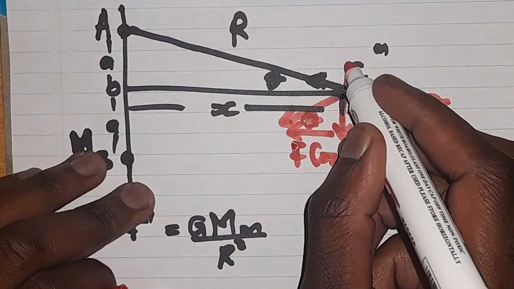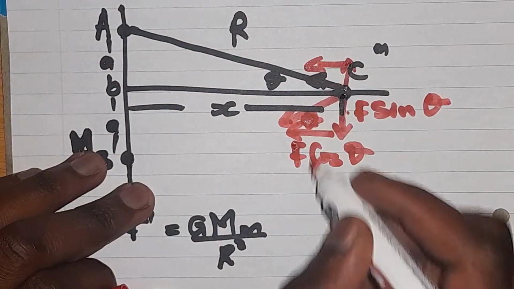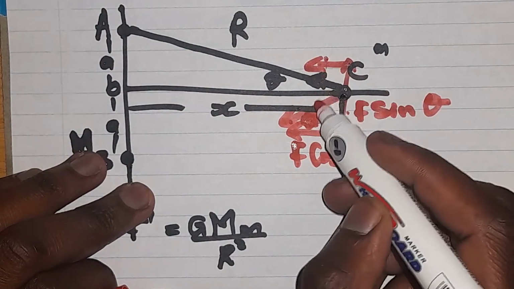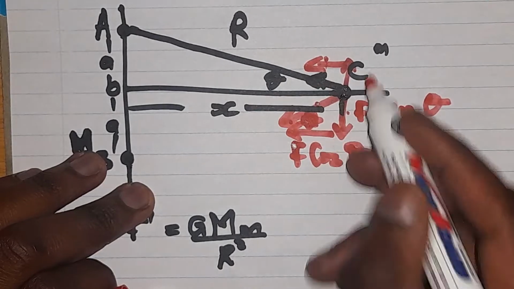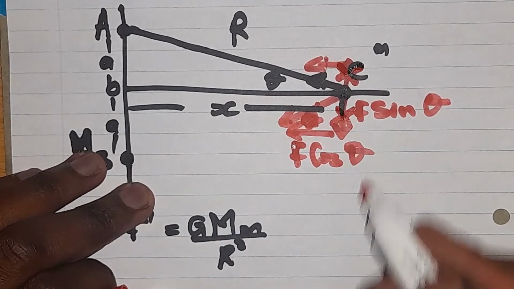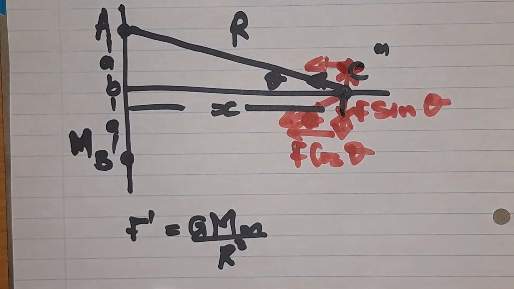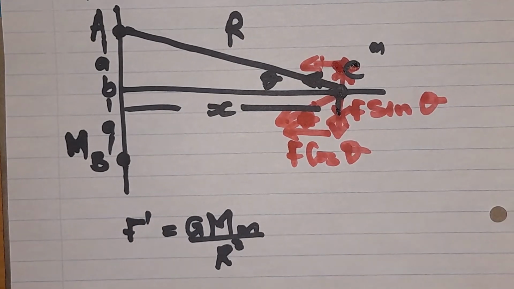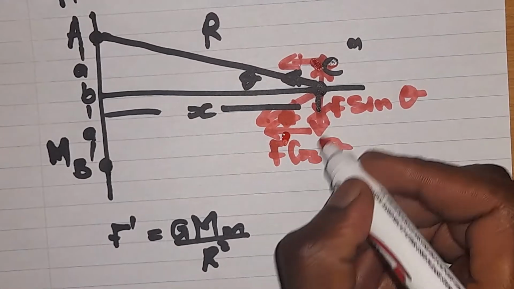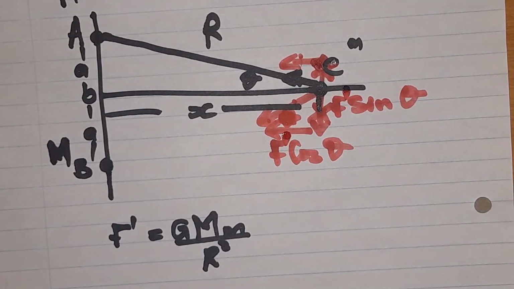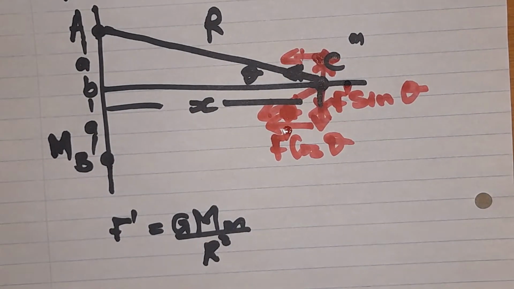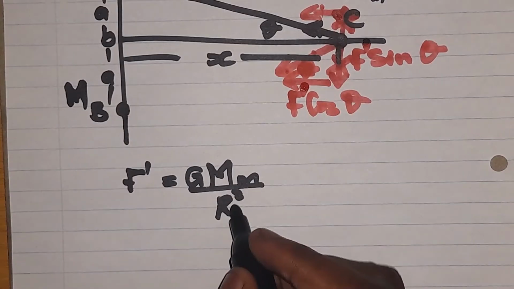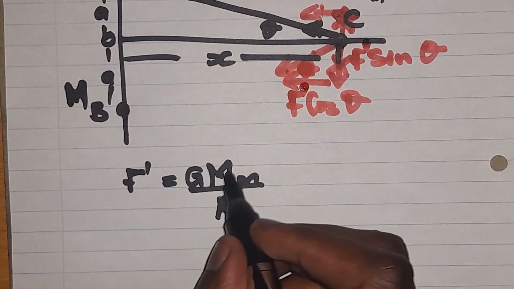Same applies here. You have this component, you have that component, and since these two forces are equal, all of their components are equal, meaning this component will cancel out with that component. We'll only be left with the F component. But we said our F prime is G capital M small m all over r squared, right?